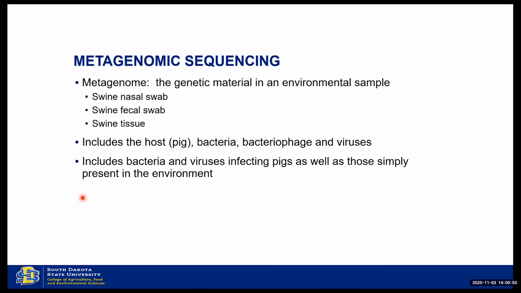I'm going to see DNA and RNA from the pig. I'm going to see bacteria. I'm going to see bacteriophage, which are viruses that infect bacteria, as well as viruses. Now, all these bacteria and viruses are a combination of just environmental bacteria and viruses, things that the pig's breathing in and that's getting into its nose, for example, as well as bacteria and viruses that infect the pig. So again, it's a very complex mix of environmental as well as pathogens, bacteria and viruses.